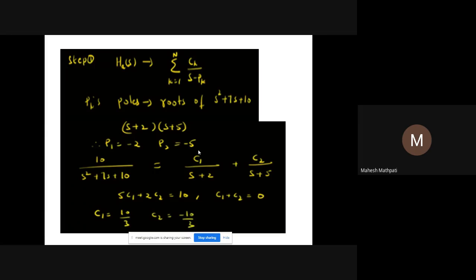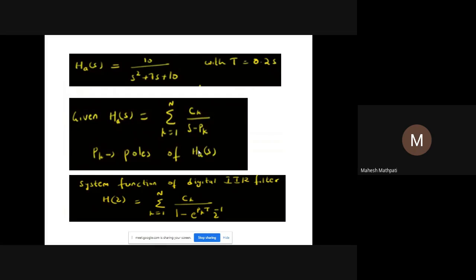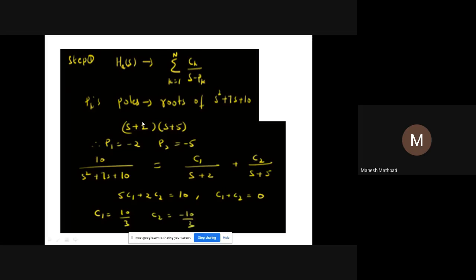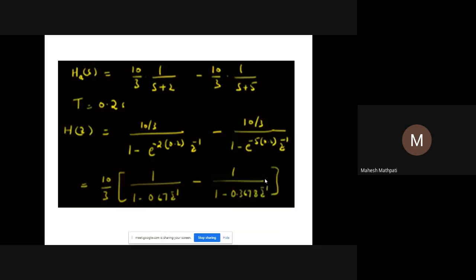Okay? Yes or no? Yes, sir. Now, once you have calculated these values, I can write 10 divided by s square plus 7s plus 10 is equal to C1 divided by s plus 2 plus C2 divided by s plus 5. Calculate the values of C1 and C2 with your methods.